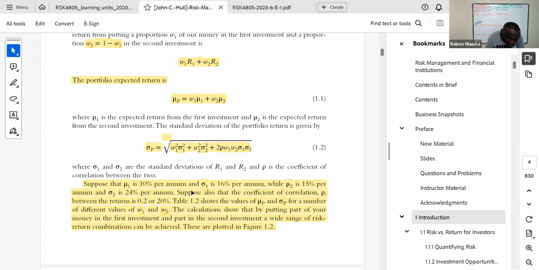Then they also say, suppose that the coefficient of correlation, which is written by this particular formula, this sign basically means coefficient of correlation between the returns is 0.2, or if you put it as a percentage, 20%. Table 1.2 shows the expected return of the portfolio and the standard deviation of the portfolio for a number of different values of weights of asset 1 and 2 that you're going to be able to get.